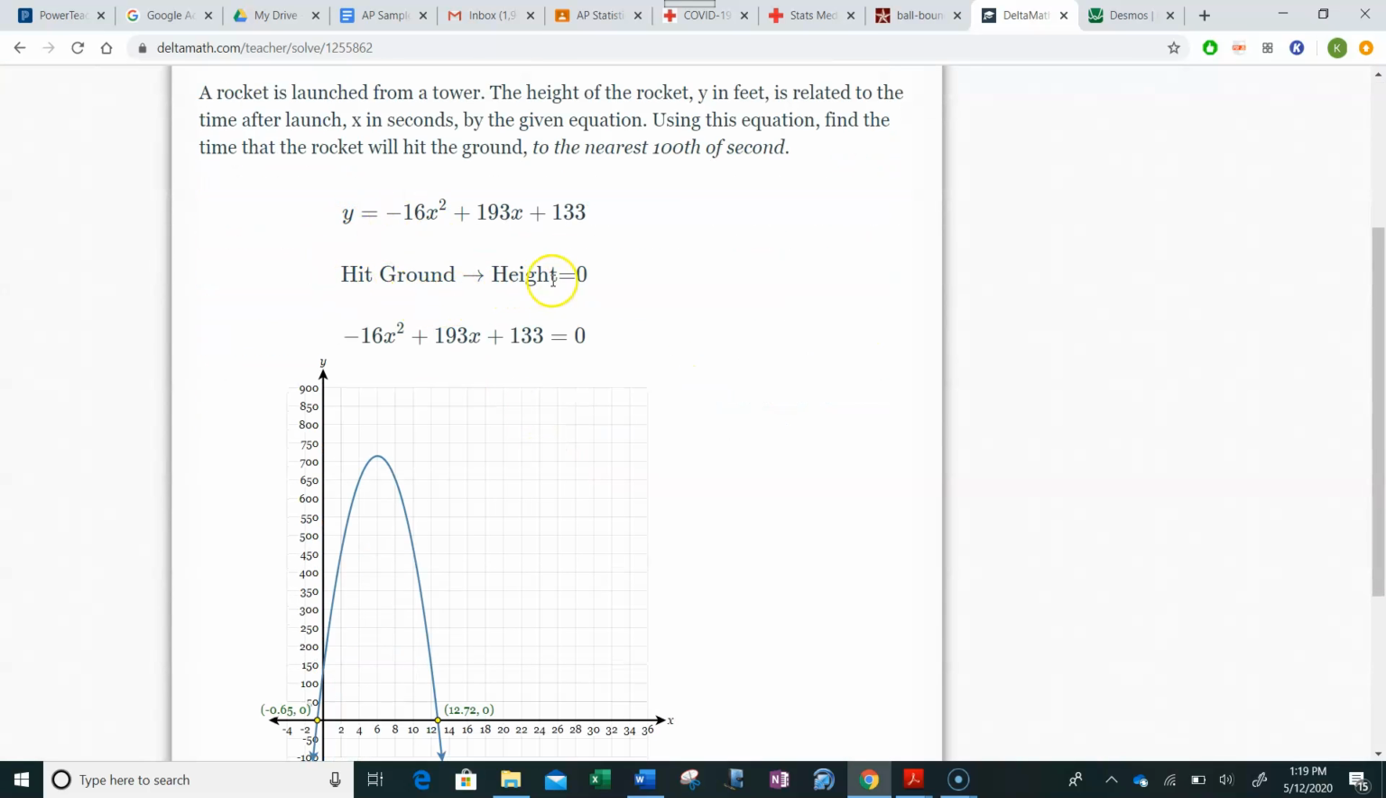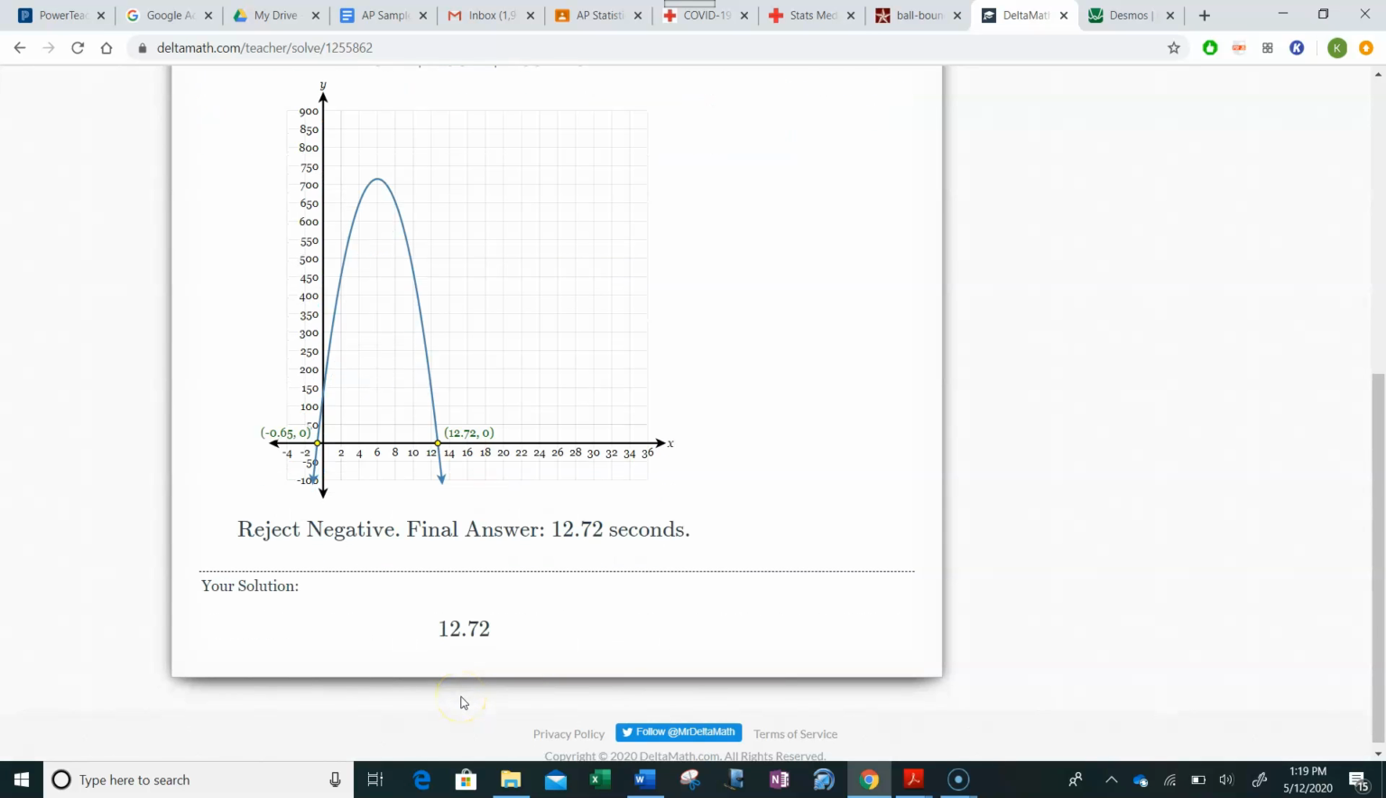Remember, when it hits the ground, that is a height of 0. So technically, you are finding that x-intercept when this equals 0 in the context of the problem. And only this answer makes sense. The other answer does not make sense.